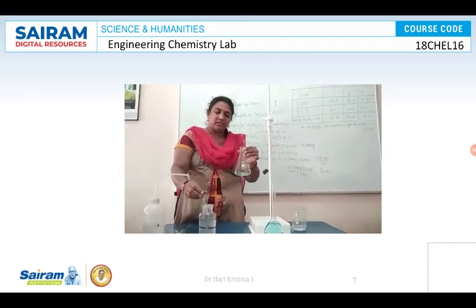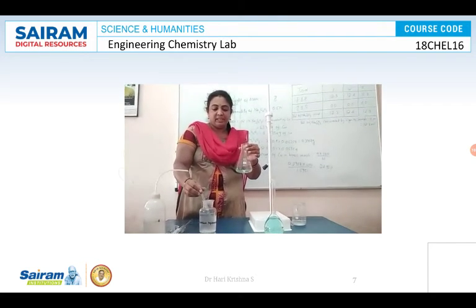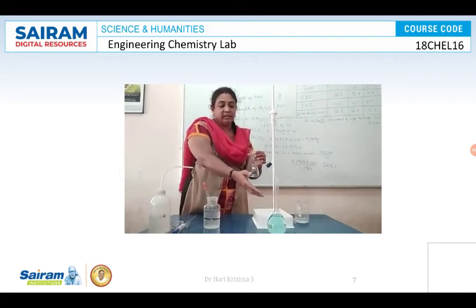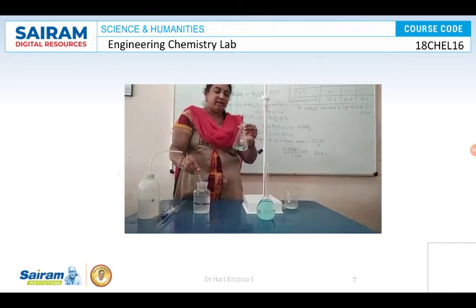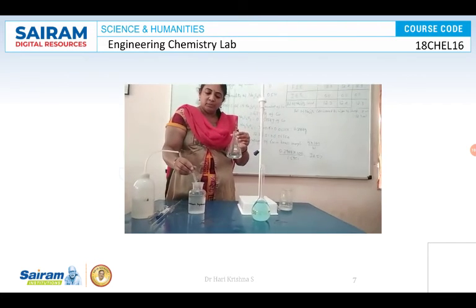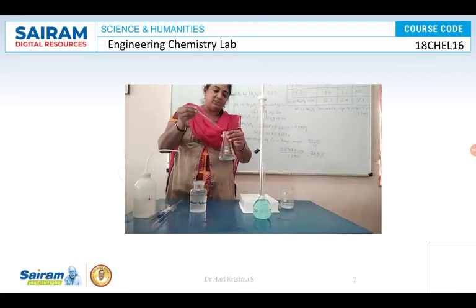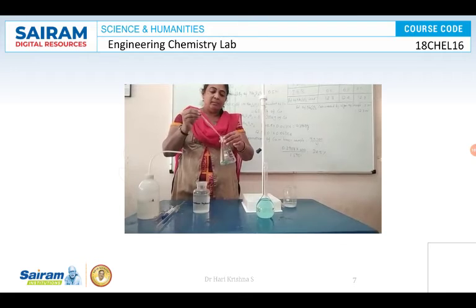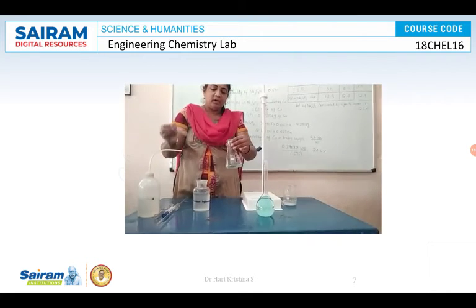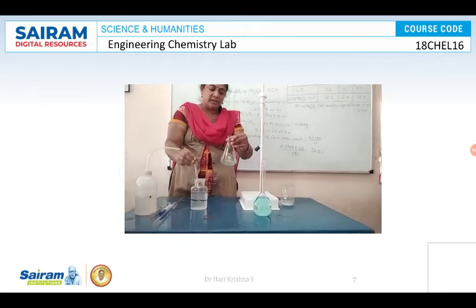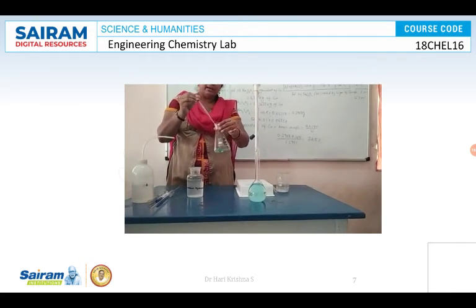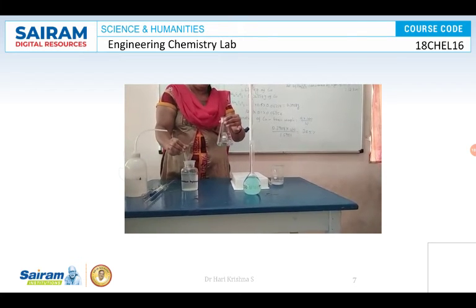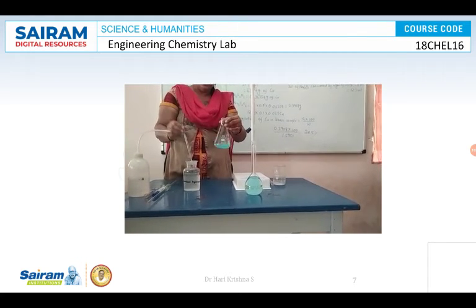Okay, we are adding ammonium hydroxide to remove the mineral acid if it is present, because when we were preparing the standard solution of copper sulfate, we have added H2SO4. So to remove the mineral acid present, we are adding ammonium hydroxide. Keep on adding ammonium hydroxide dropwise until you get a dark blue coloration. The mineral acid we use here is H2SO4.